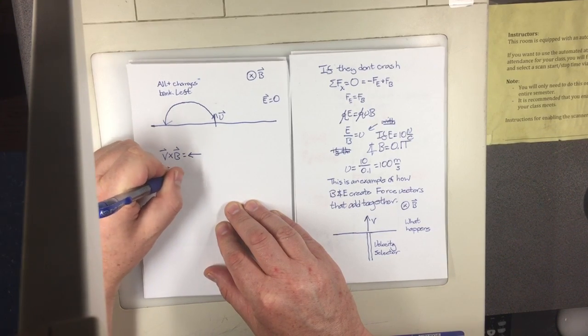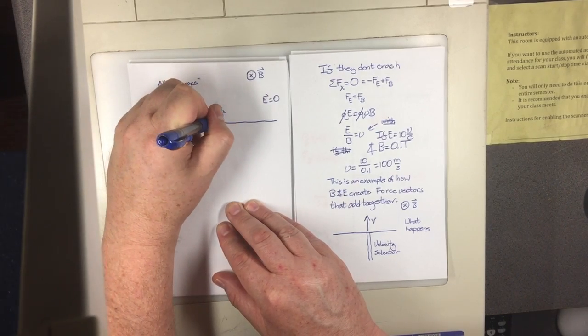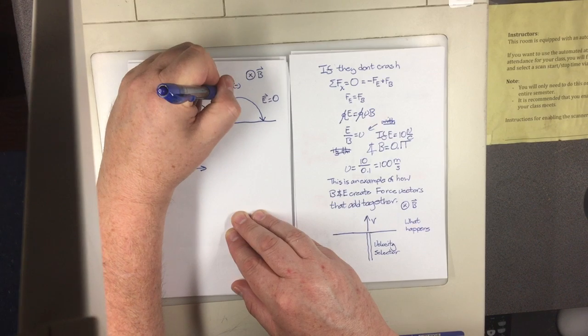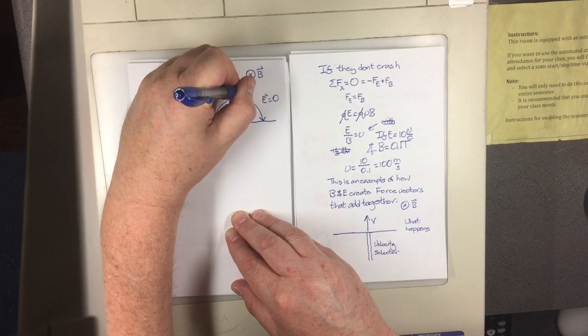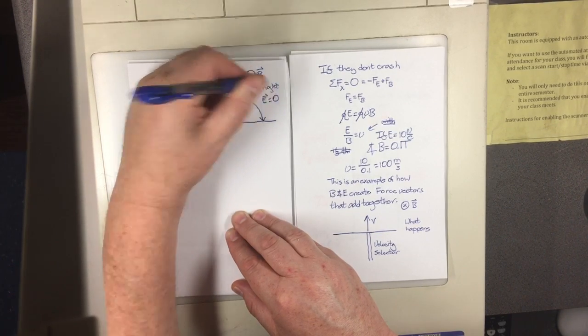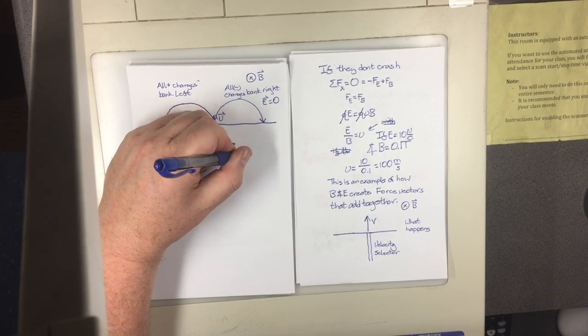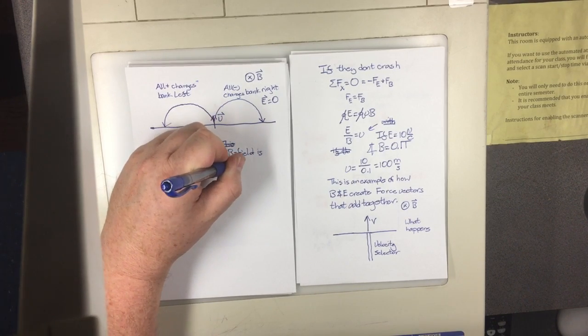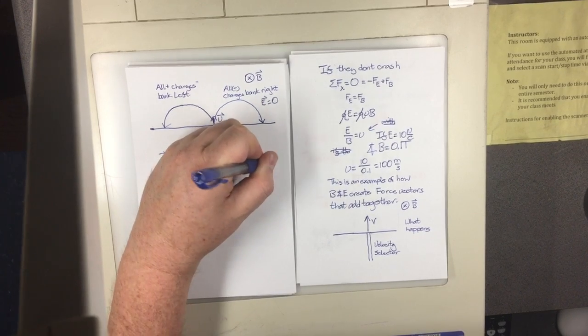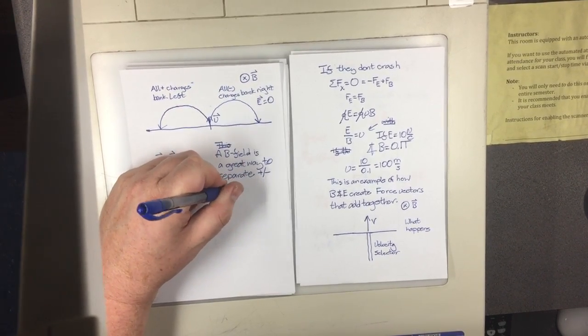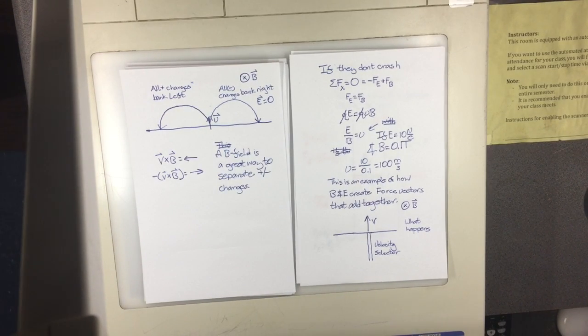Negative V cross B is to the right. So all negative charges bank right. A magnetic field is a great way to separate positive and negative charges. So if you had a stream of charges, and those charges were positive and negative, and you wanted to basically tell the charges, all the negatives go on one side, all the positives go on the other, you send them through a magnetic field.